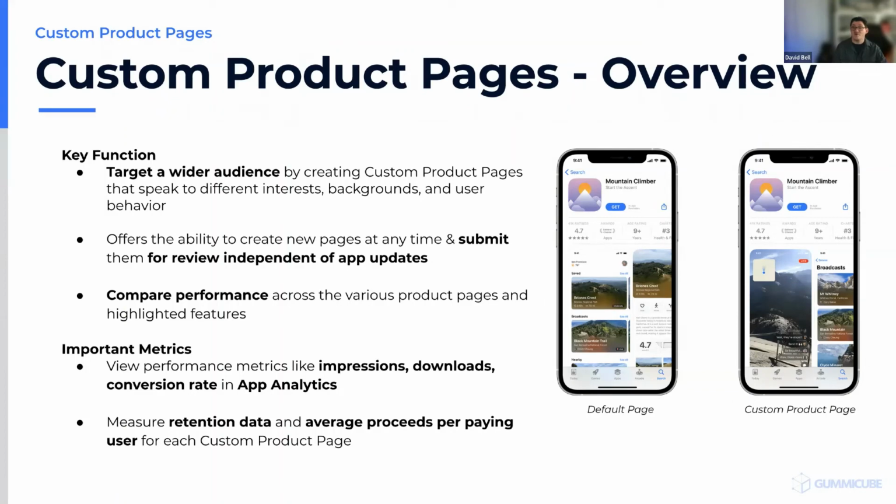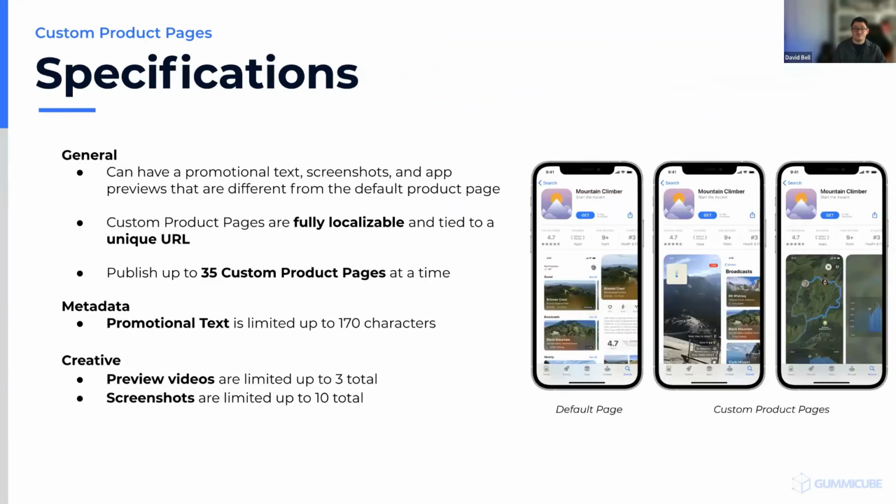There are a lot of important performance metrics that we're going to be able to track, from impressions to downloads to conversion rate within custom product pages. But one thing that you're not going to be able to do is A/B test the same way that you do your primary page. Our understanding is that A/B testing is going to exist on the primary store listing, and custom product pages will be an offshoot of that.